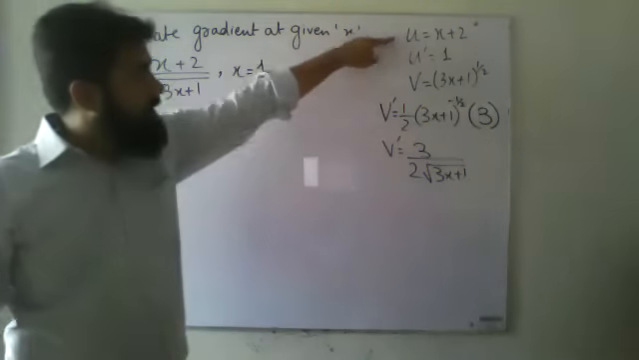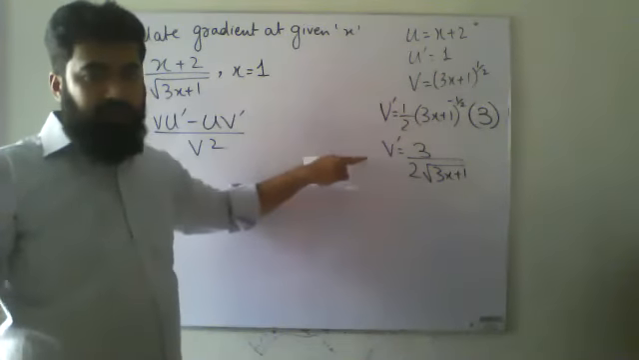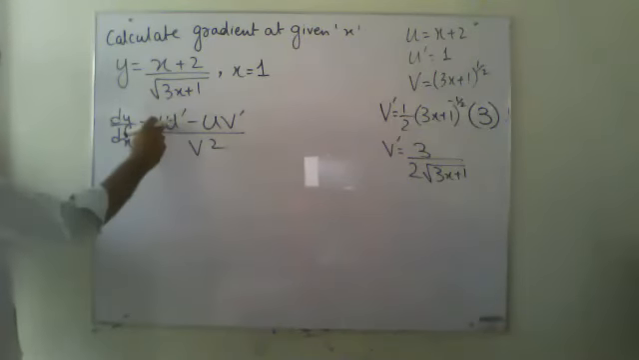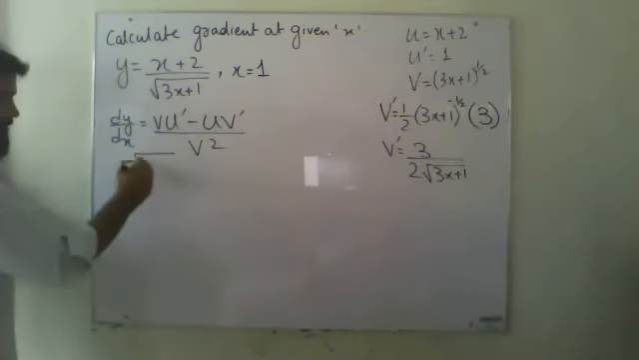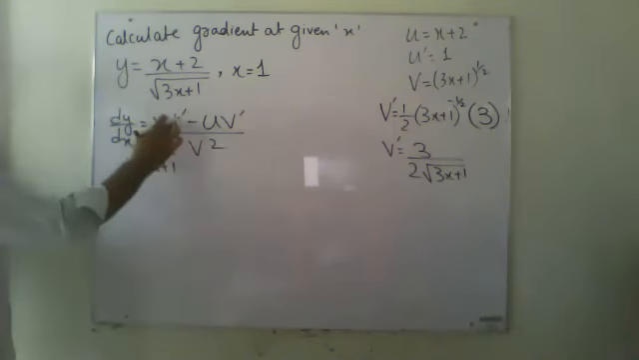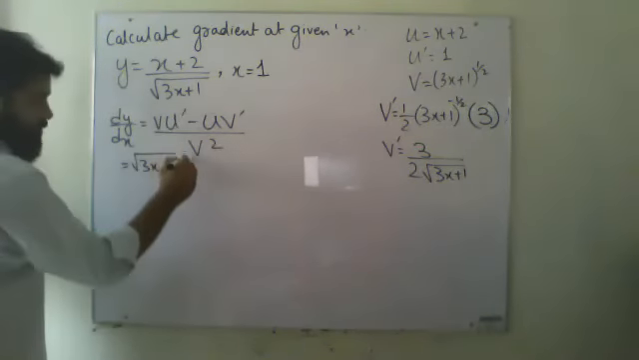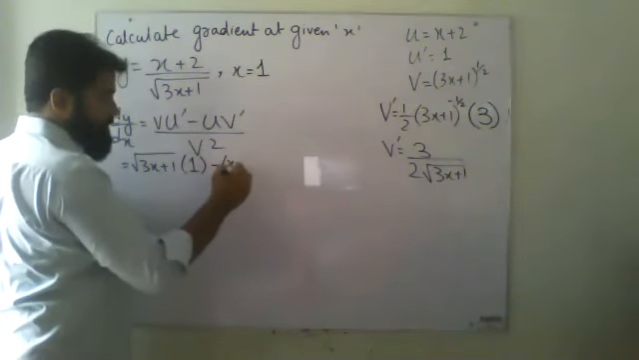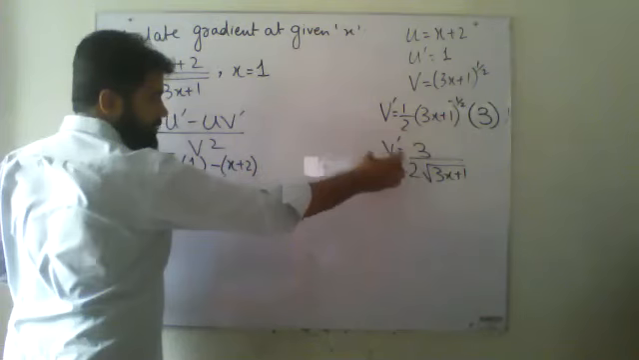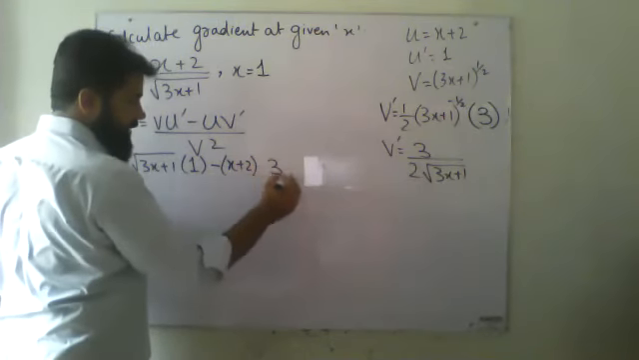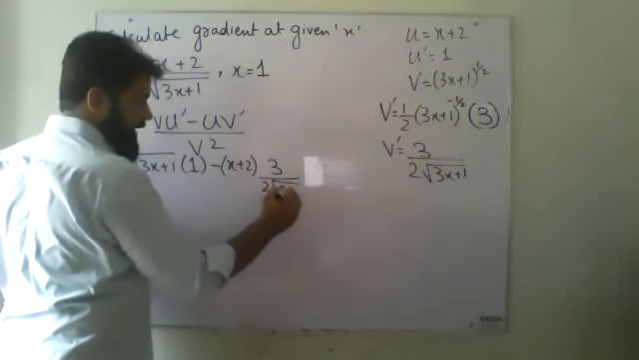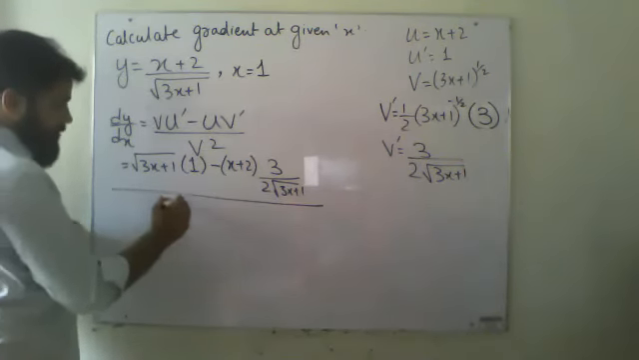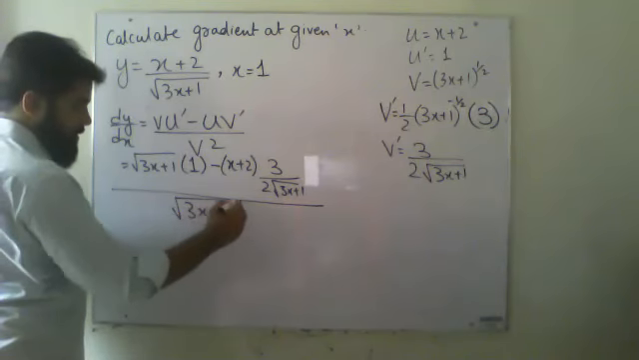Okay. So u is there, u differential is there, v is there, v differential is there. Now putting my values over here. V, what is v? Under root 3x plus 1. U differential is 1. Minus u, what is u? X plus 2. And then v differential is 3 over 2 root 3x plus 1, upon v square, which means under root 3x plus 1 whole square.